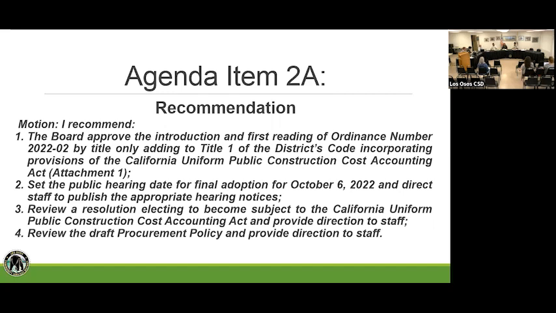Okay, thank you. At this time, I'd like to take public comment on this item. If you'd like to make a comment online, please raise your hand or come up to the podium in person. There's no public comment at this time. Okay, bring that back to the board. Is there any further discussion, questions, or is there a motion ready to go?